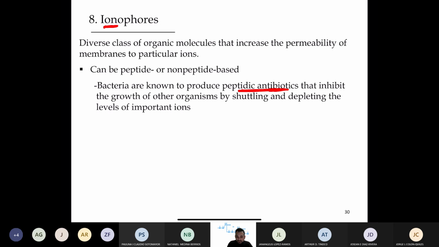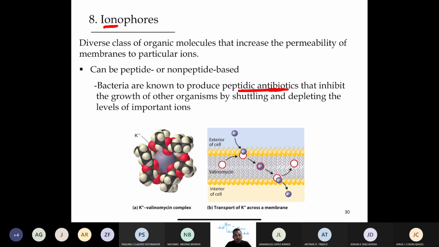An example of this is the sinomycin complex here. That's basically a peptide that can recognize potassium. What happens is you have a movement of this ionophore to the membrane, which then binds to the potassium and shuttles it in. The net effect of that is a decrease in the amount of potassium that's accessible in the extracellular space.